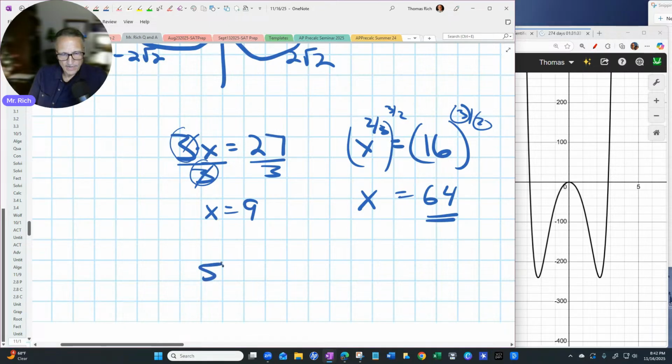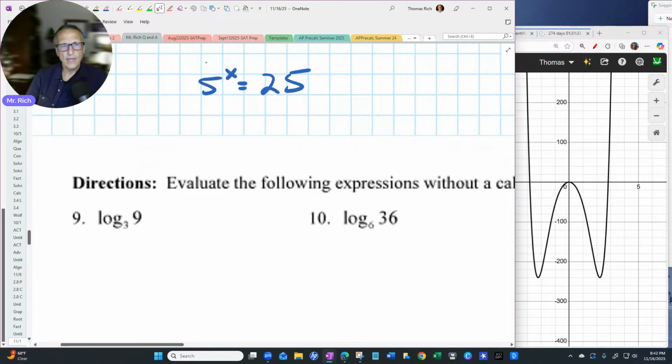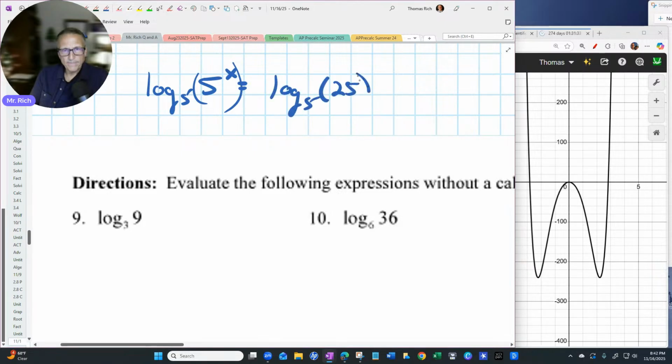If I say I have 5 to the x equals 25, now you probably would guess by inspection that that's got to be x equals 2. However, if I want to get rid of this base 5, we call that an exponentiation by 5. I'm going to use a logarithm of base 5. I'm going to take the logarithm base 5 of that 5 to the x, which is fine as long as I do the same operation on the other side.